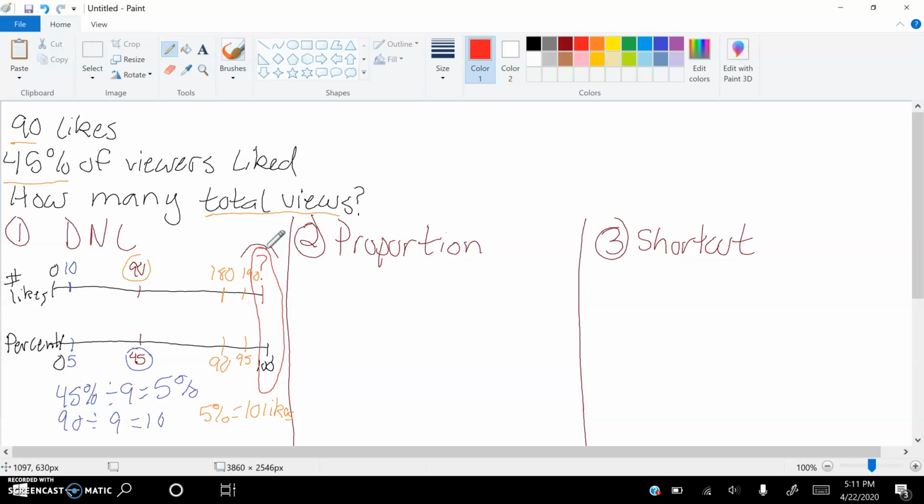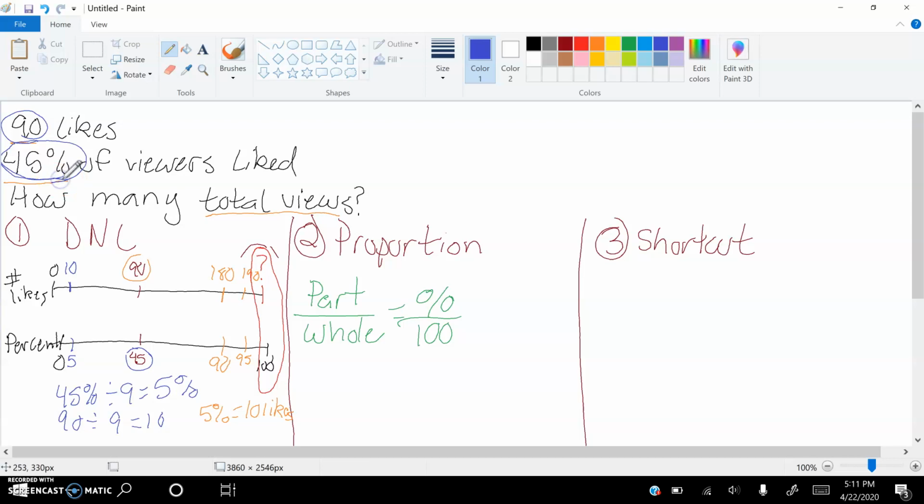The next strategy we can use is setting up a proportion. So we've seen this before. We're going to do part divided by whole equals percent divided by 100. And now we just need to fill in the 2 numbers that we have. We have 90 and 45.